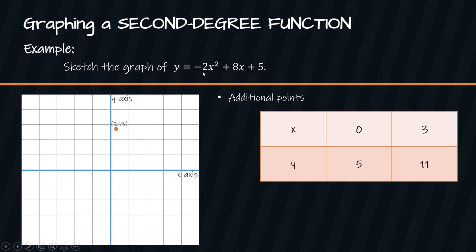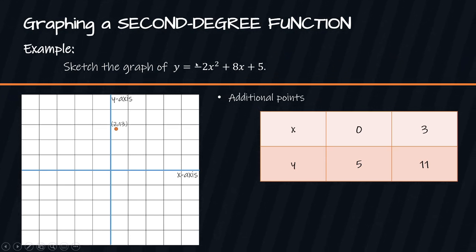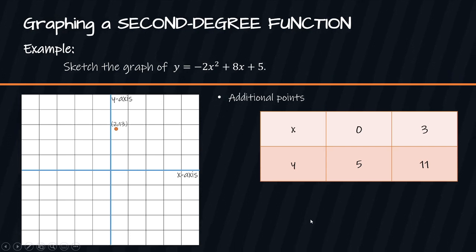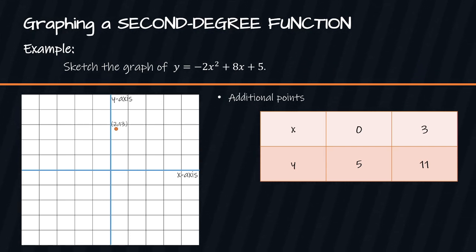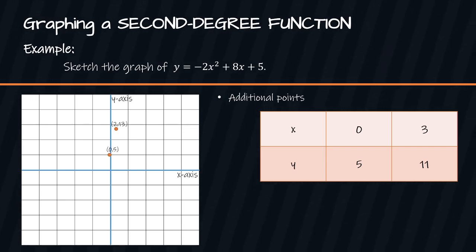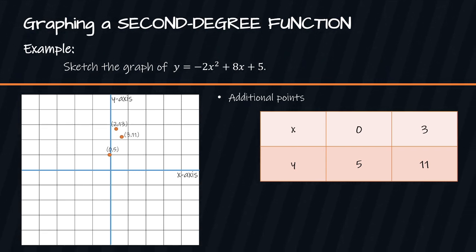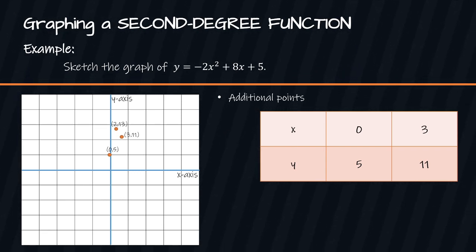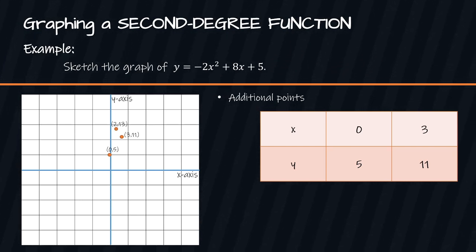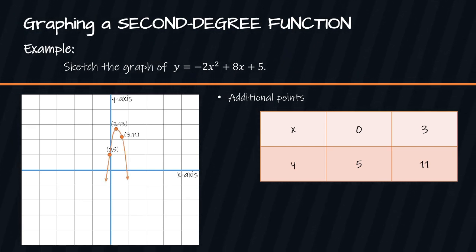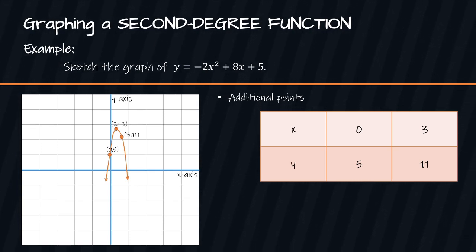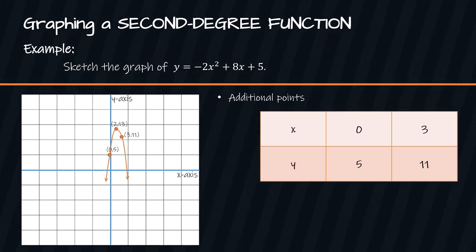If a is less than 0, the curve opens downward. But when a is greater than 0, the curve opens upward. We plot first the coordinates that we get, that is 0, 5, and 3, 11. Then we connect the dots and draw a smooth curve. That is how to sketch the graph of y equals negative 2x squared plus 8x plus 5. And that ends our discussion for today.